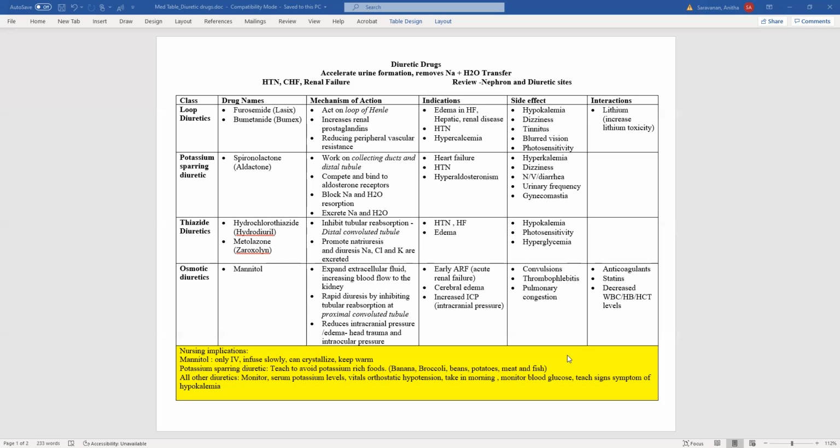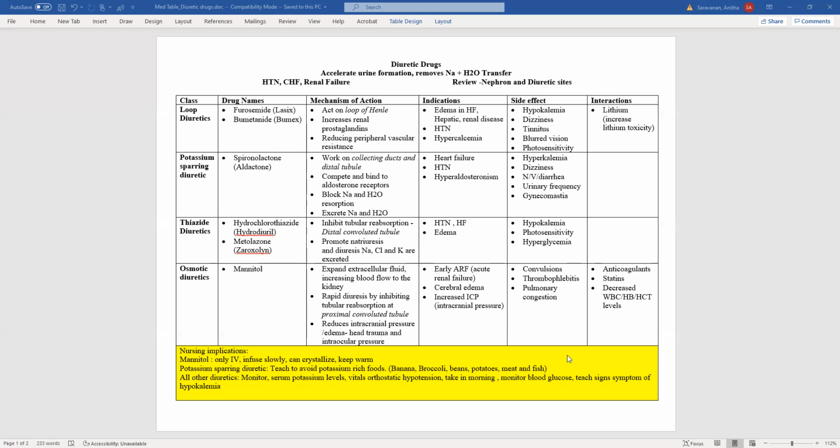One of the important things to know is that mannitol is given only IV, so we've got to infuse very slowly, and because it can crystallize, we need to keep it in the warmers, to keep it warm, because just like sugar, it can crystallize when it's very cold, especially in a fluid form, right?